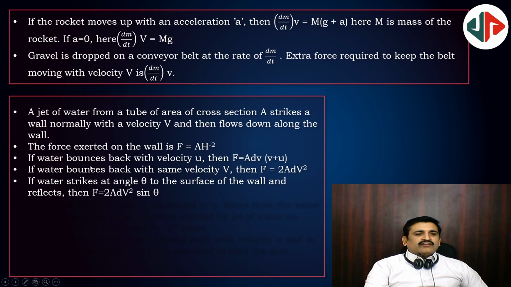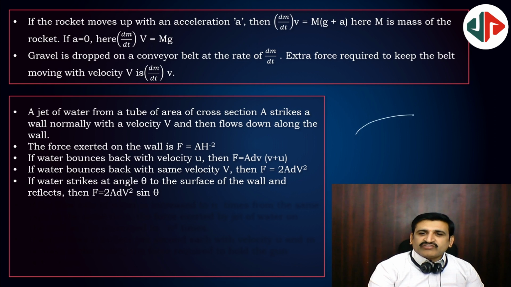Next, water bounces back from the hose pipe, then the force exerted by the water on the hose pipe or on the wall is given by A d v (v plus u), where d is density of water, v is velocity, u is bouncing velocity. Those are the terms involved in it. And 2Av squared d, A is the cross sectional area, that I can picturize like this. If liquid is coming from a hose pipe, this is the hose pipe, and liquid is coming like this, then here the cross sectional area is A.